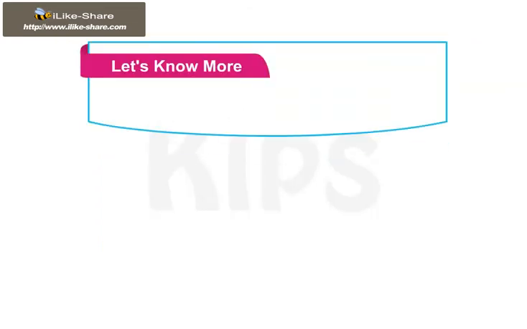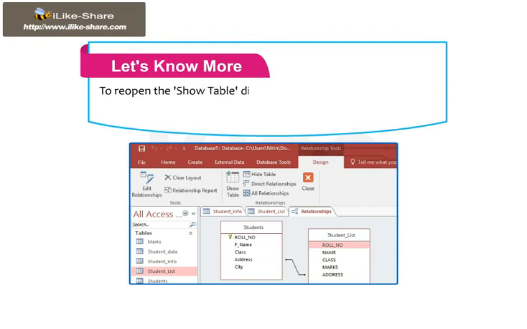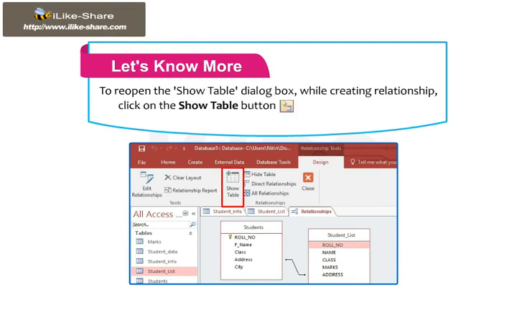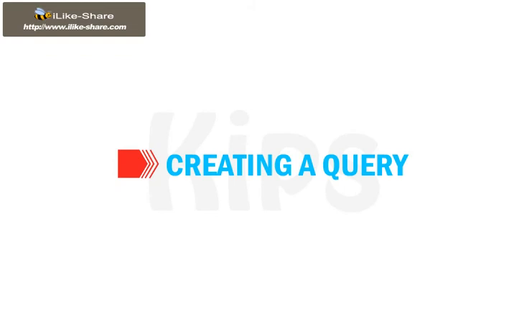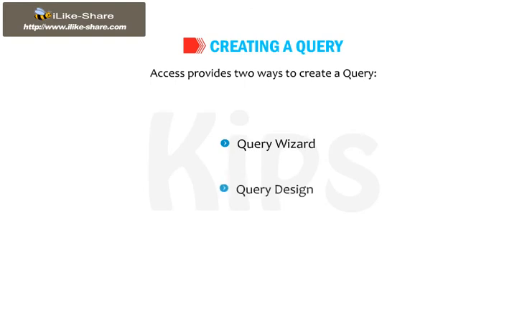Okay students, let's know more. To reopen the Show Table dialog box while creating relationship, click on the Show Table button on the Design tab in the Relationships group. Okay, let us learn how to create a query. Access provides two ways to create a query: Query Wizard, Query Design.